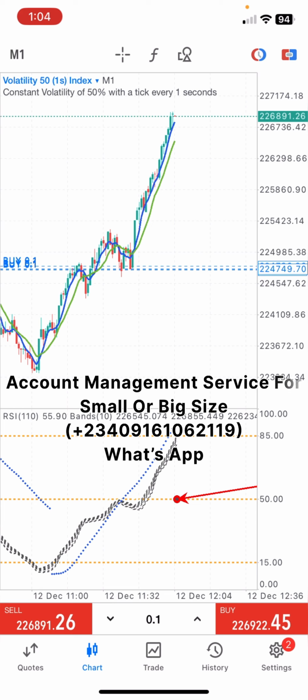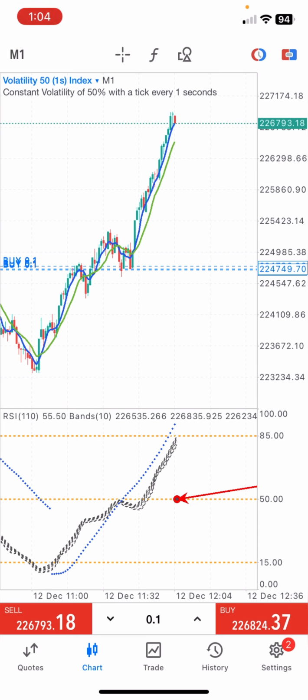Okay, so let me show you guys the settings for the strategy, and then we dive into how you guys are going to make use of the strategy.